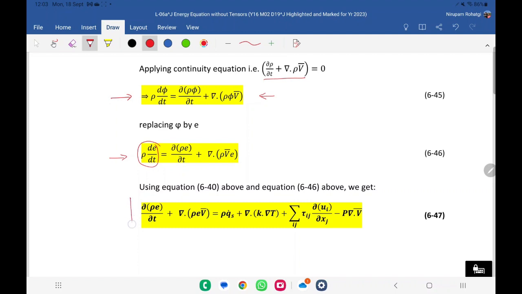This is the energy equation in conservative form. Okay, get it.